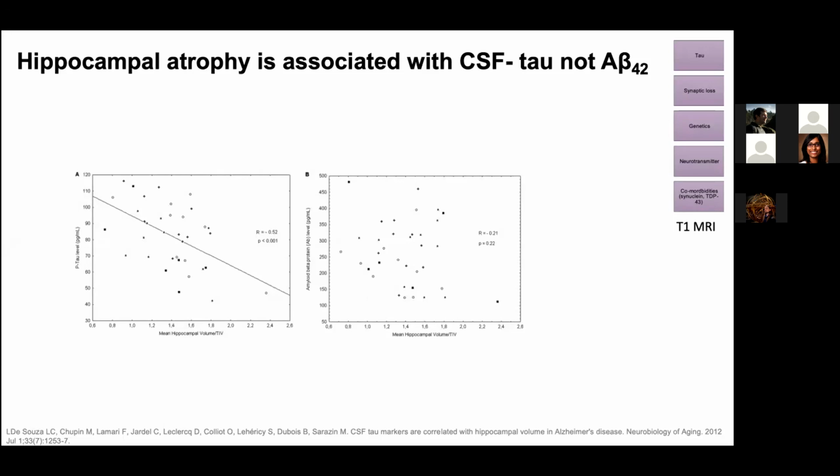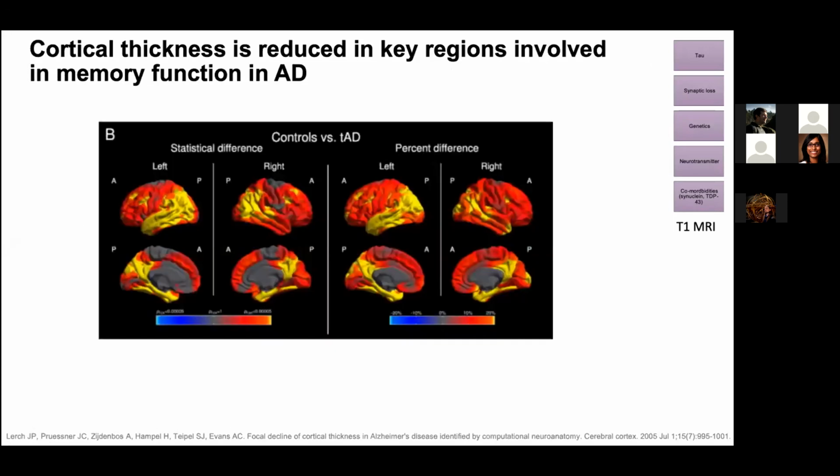This is also something that Tom showed, that we have these signature regions that are typically atrophying in Alzheimer's disease. Not everybody follows the pattern, which is why we have that topographic variance that Tom showed, but this is typically the pattern that we see. And this is all in the cortex, the gray matter and hippocampus volume.